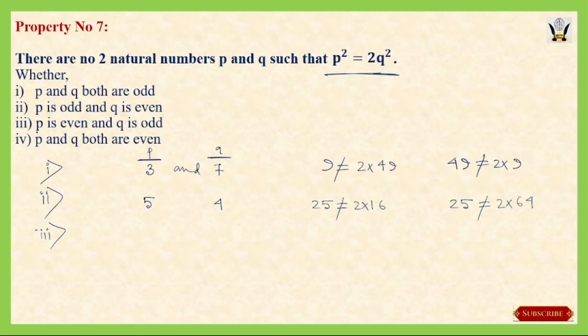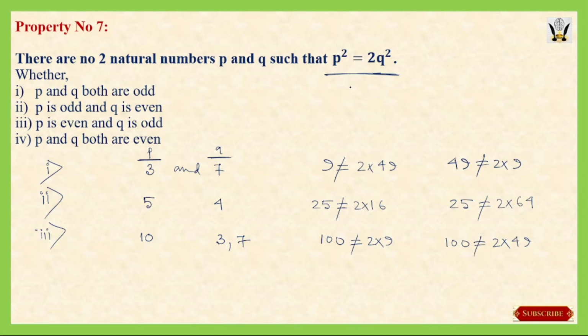Now in the third case, p is even and q is odd. Suppose we choose p as 10, then 10 square means 100, and if we choose q less than p, suppose 3, then 3 square means 9, and when we multiply by 2, it will be only 18. 100 is not equal to 18. Now if I choose 7, it will be again 100 on the left side, p square, and q square means 49, and when we multiply by 2, it will be 98. Though it is very close to 100, it is still not equal to 100.